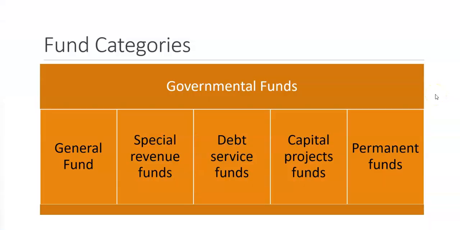Okay. We have 5 different types of governmental fund categories. So first is the general fund, which is the main operating fund of the government. This is where our operating activities occur, and activities such as public works, police, and fire. That also is where our city administration sits.